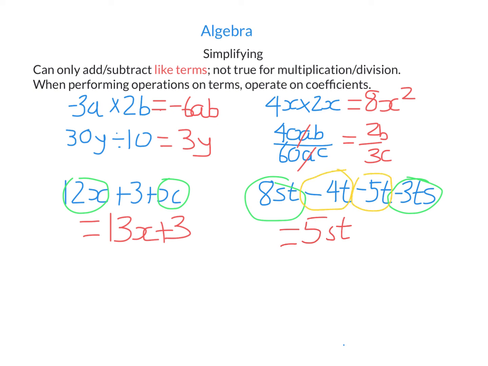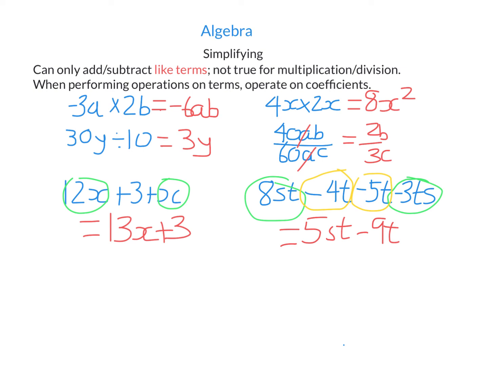Now, this first term is not 4t, it's negative 4t, and this is negative 5t. So we perform the operation on the coefficients. Negative 4 subtract 5 actually gives us negative 9. So this can't be simplified any further. These two are not like terms because this has an s, this doesn't. They don't have the same sequence of pronumerals.